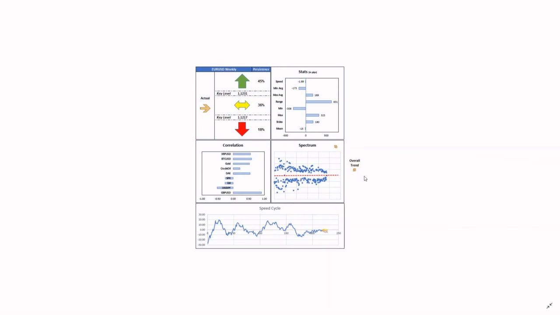And on the right side, we can find the overall trend, as a result of a combination of all the blocks in the dashboard.